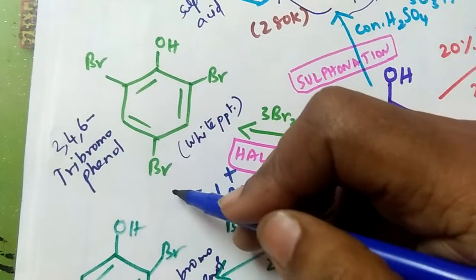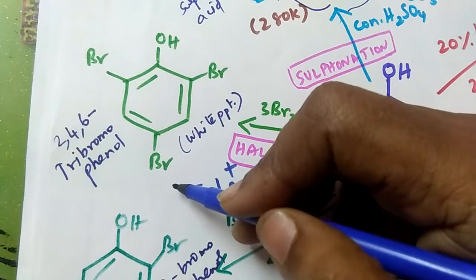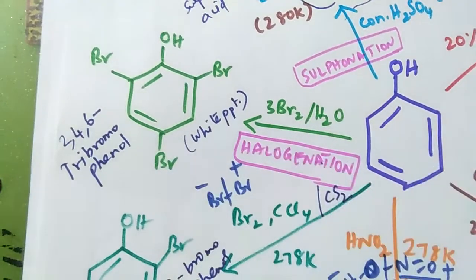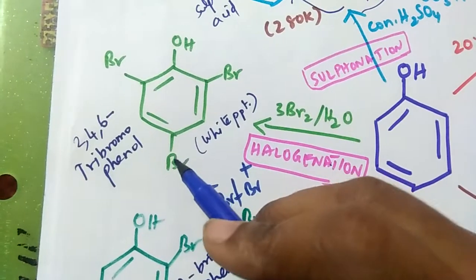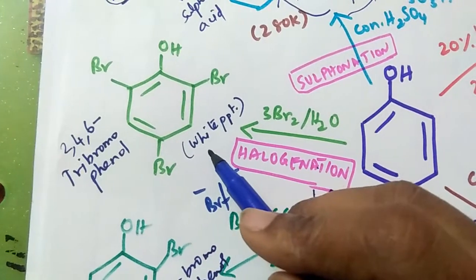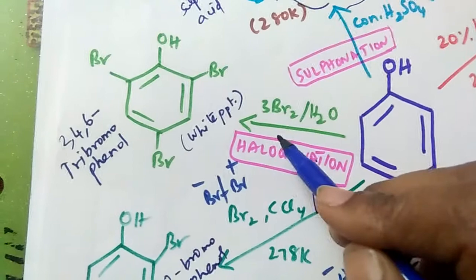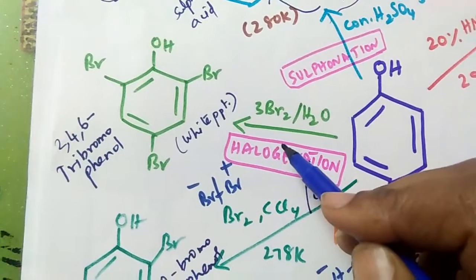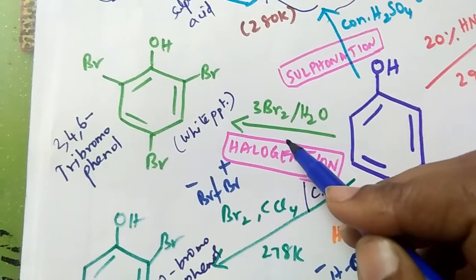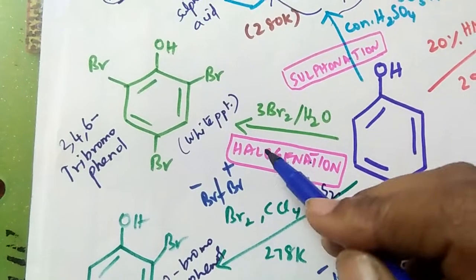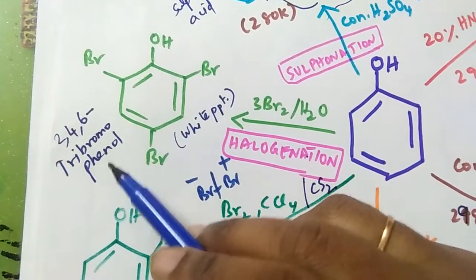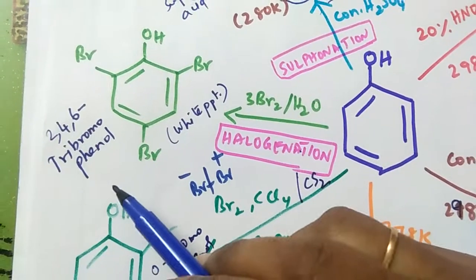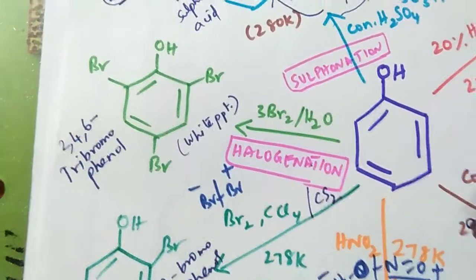When halogenation takes place in the presence of water as solvent, all the ortho and para positions are brominated at the same time to form 2,4,6-tribromophenol, which is a white precipitate. This is considered a test for phenol because bromine water is a red colored liquid. When this red liquid is treated with phenol, a white precipitate of 2,4,6-tribromophenol is obtained immediately, which is a visible reaction, so it can act as a test for phenol.